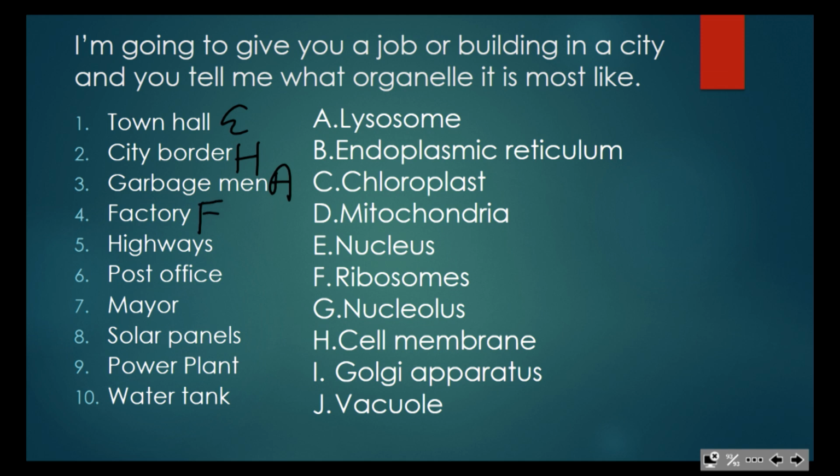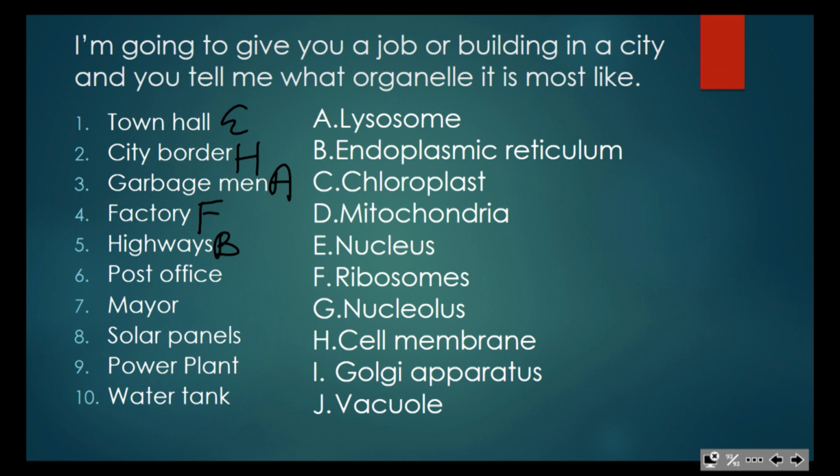Number 5 says highways. Which of these are kind of like a highway? Well, remember that the endoplasmic reticulum is the transporter of the cell. If you've got to get around the cell, you take the endoplasmic reticulum, and that makes it a lot like the highway in a city.